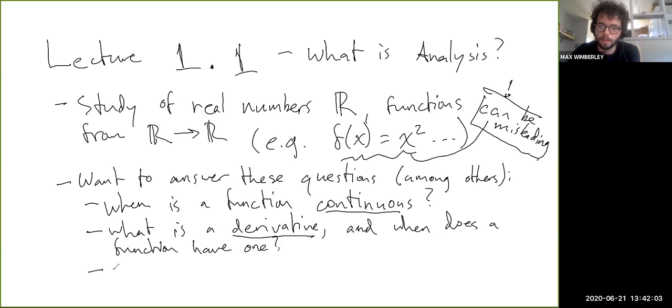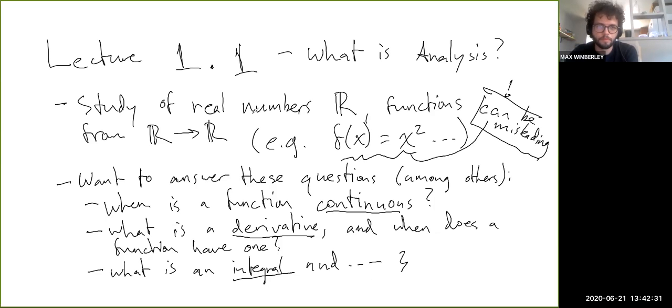And then the last fundamental question that this class tries to answer, at least that I could think of right now, is what is an integral? This is all stuff from calculus. So we're building the theory of calculus from the ground up and in a very rigorous way. What is an integral? And again, when does a function have one?